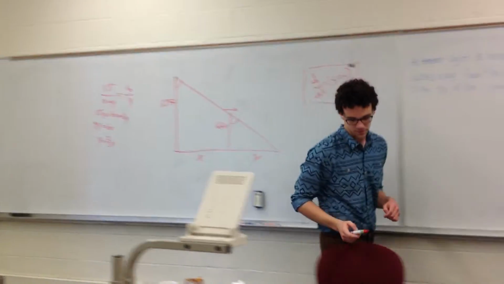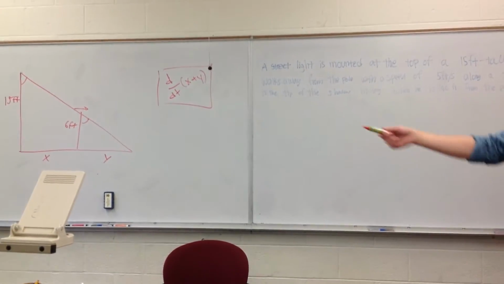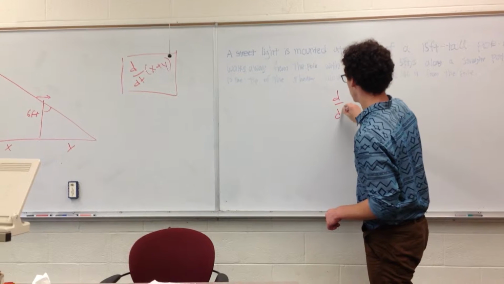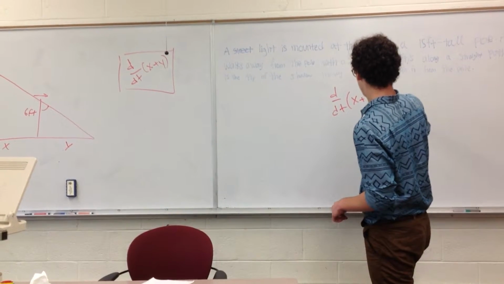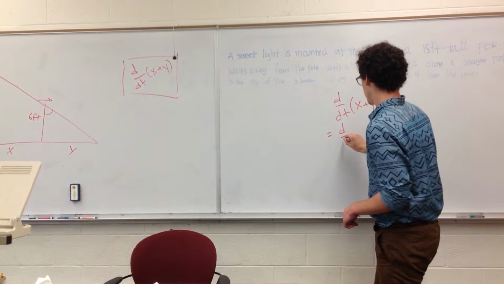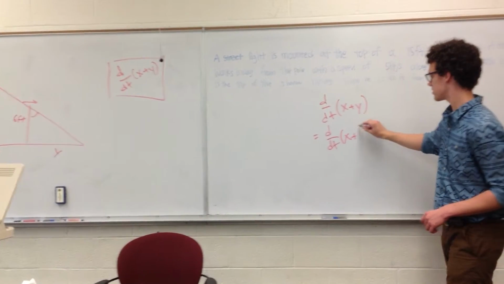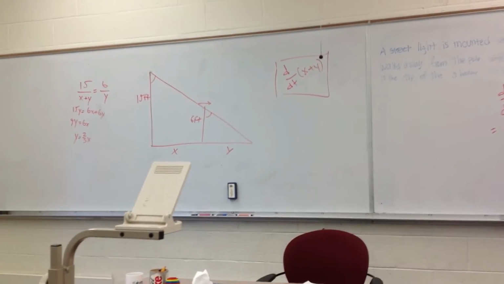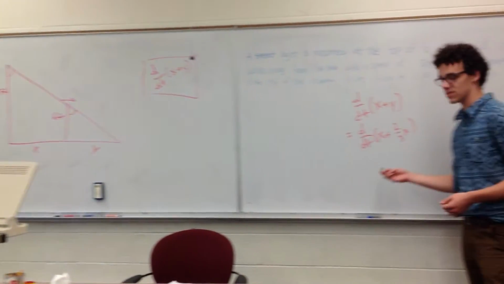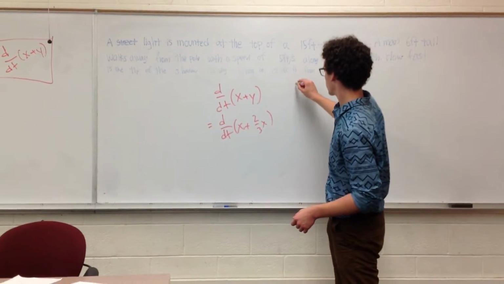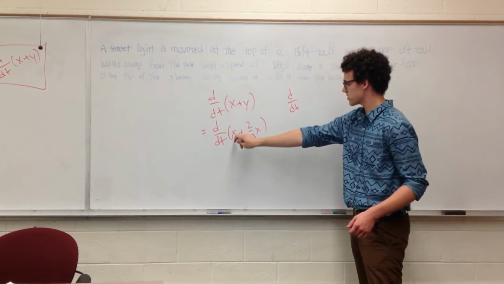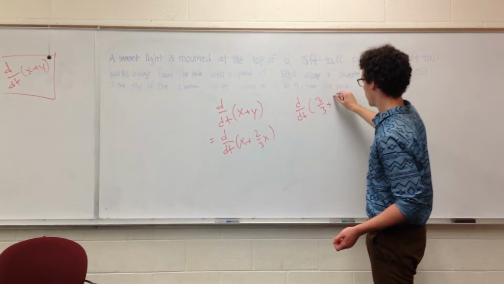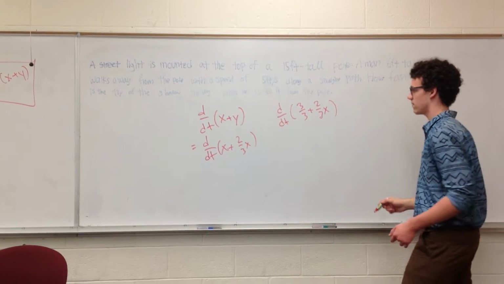And now that we have a relationship between y and x, we can make this even more simple by saying that d over dt of x plus y is the same as d over dt of x plus 2/3 x, because we said over there that y equals 2/3 x in the relationship of these similar triangles. So now that we have this, it shouldn't be too hard to simplify. So we have d over dt, x is the same as 3 over 3 x, so we can just say similar denominators.